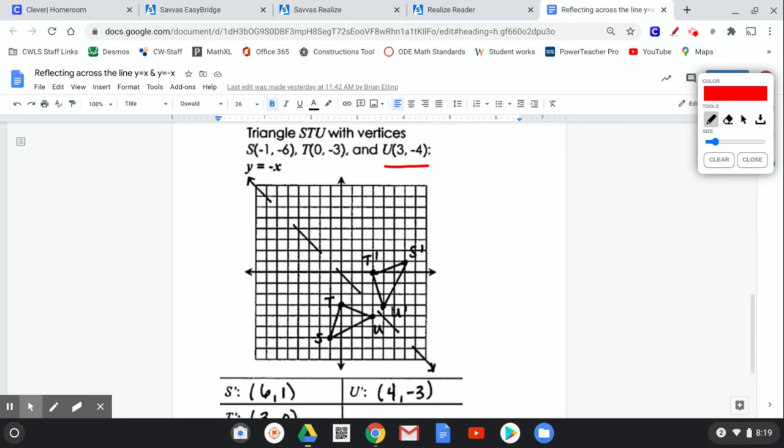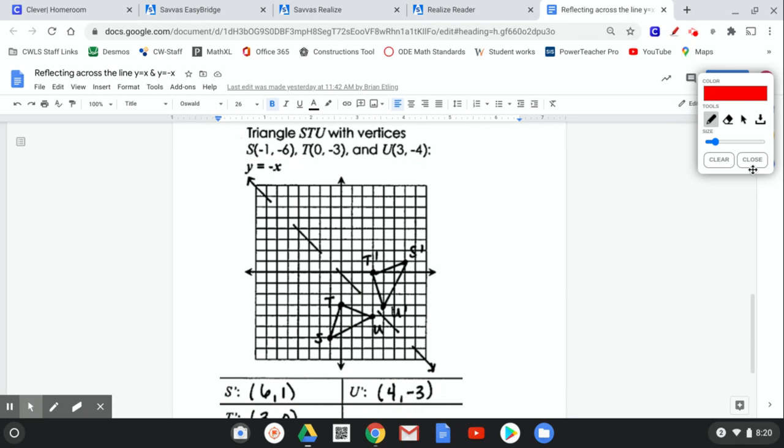And then if we notice, u prime is at 4, -3. Okay, 4, -3. So hopefully you're kind of formulating what's different about this. And I think S is going to be the one that's easiest to see. So S is at -1, -6. S prime is at 6, 1. 6, 1. So this is what's going on here.